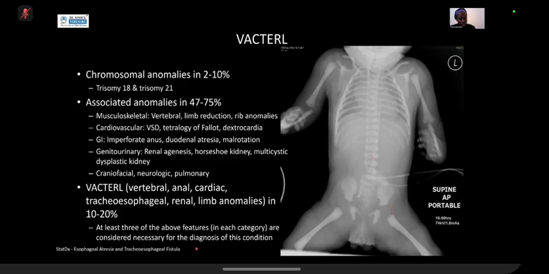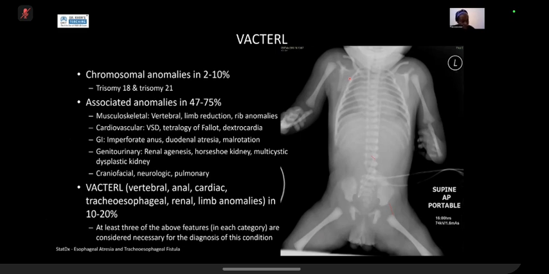Okay. So VACTERL is a syndrome that's associated with esophageal atresia and tracheoesophageal fistula, and it's often due to chromosomal anomalies. Frequently you see it in patients who have trisomy 18 or trisomy 21. And the associated anomalies are vast for each letter. So vertebral anomalies include hemivertebrae, like I said.